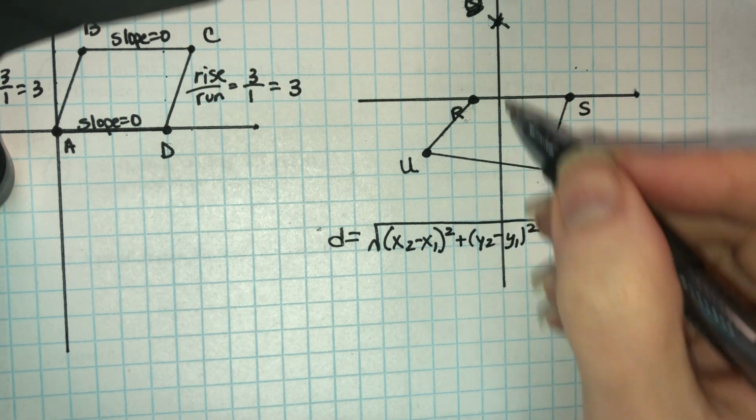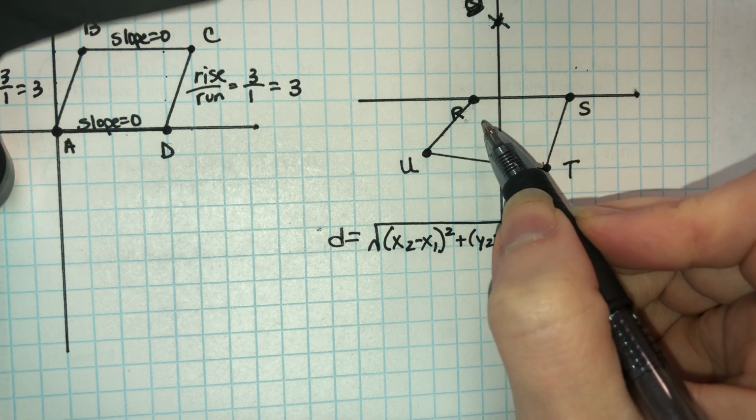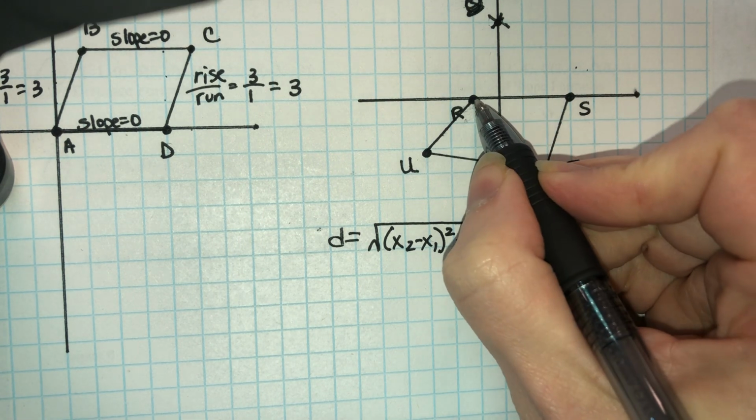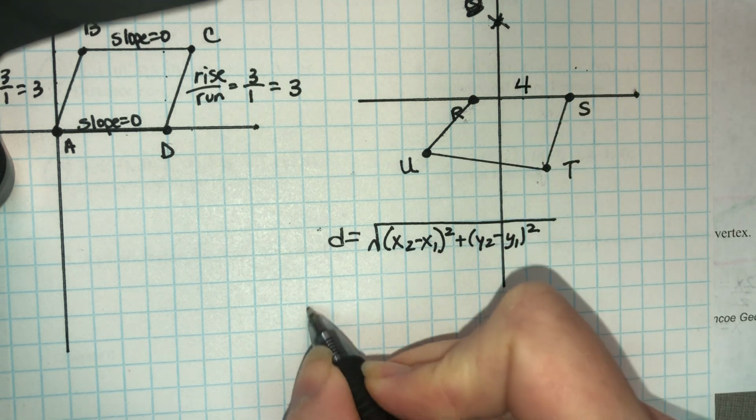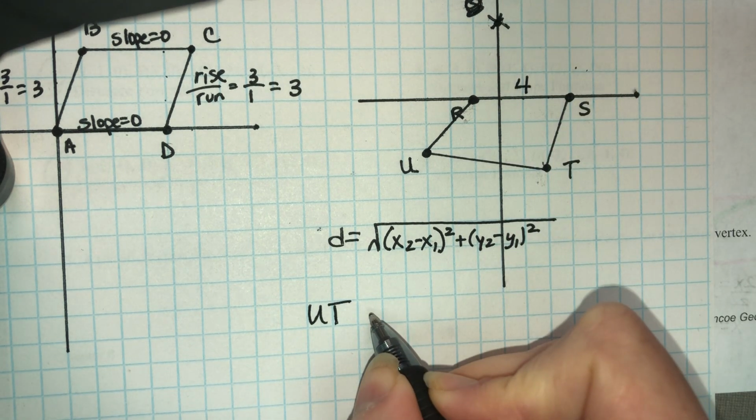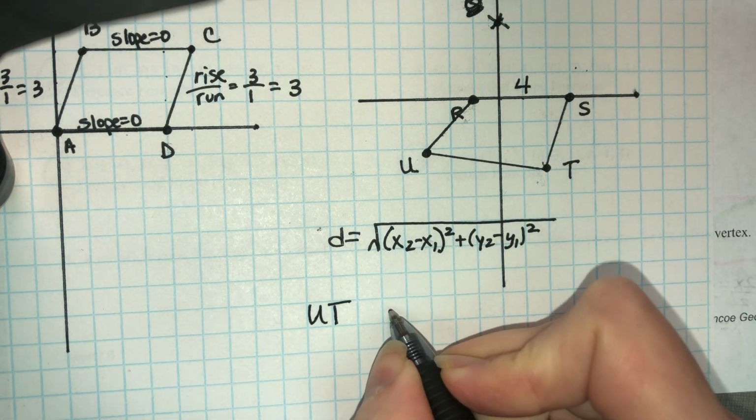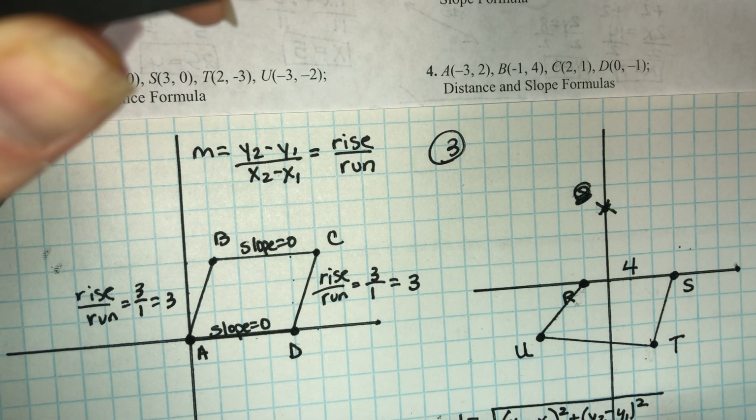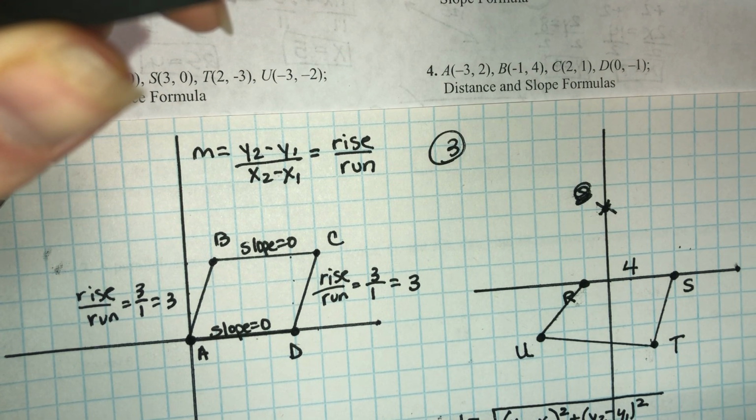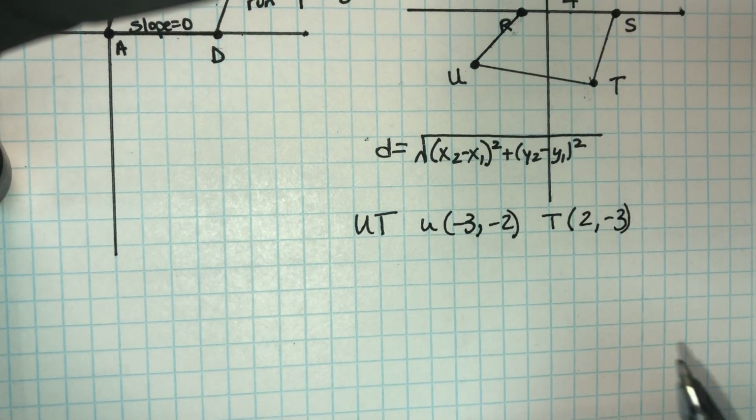I think I'm going to do the top and the bottom segments because the top one is really easy to tell the length. I don't even really have to use the distance formula here because I can count it on the graph. 1, 2, 3, 4. This one has a length of 4. But for UT, I'm going to need to use the distance formula. So point U is -3, -2, and T is at 2, -3. Those are our points that we're going to put into the distance formula.